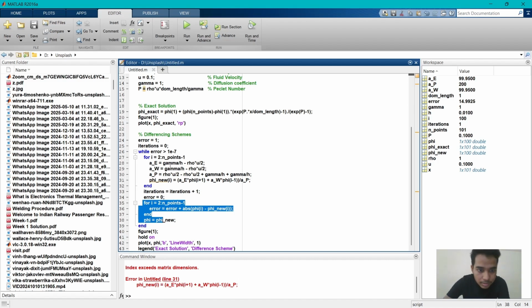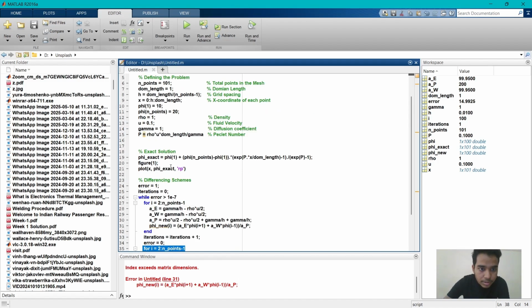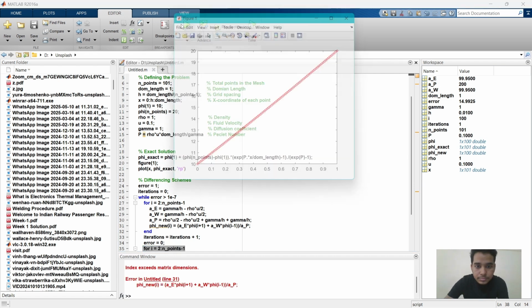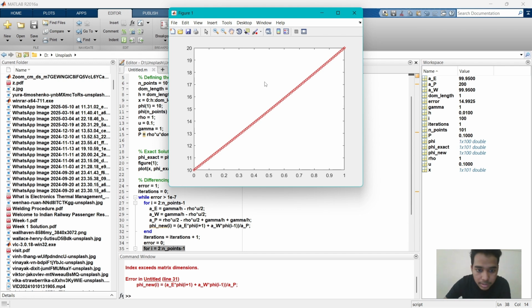Now I will show the curve for a Peclet number equal to 0.1, because I am giving the velocity as 0.1. All the remaining terms, that is rho and gamma, are 1. As I can see here, at x equal to 0 the value of phi is 10, and at x equal to 1 the value of phi is 20. Here it is giving me a straight line.